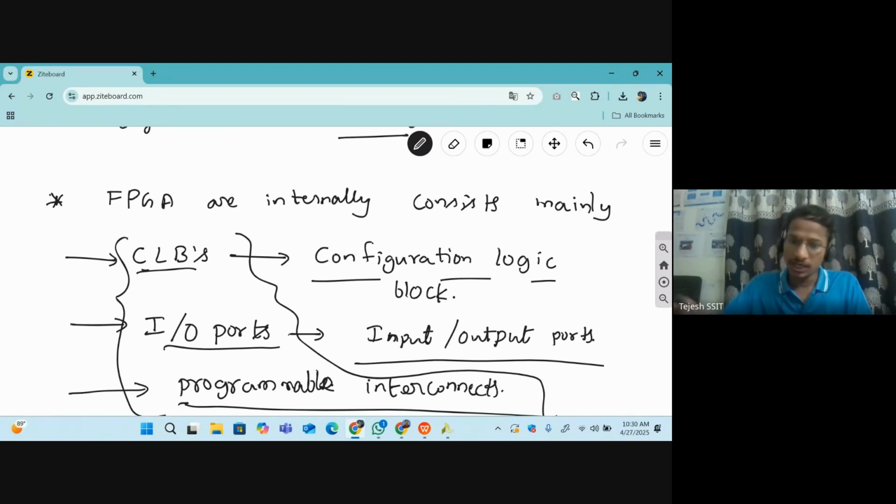I mean, when we dump the code into the FPGA, it will be stored in these CLBs. So that's why we call these CLBs the main internal blocks. I will write it: CLBs are the main internal block. And I will explain the input output ports and programmable interconnects.